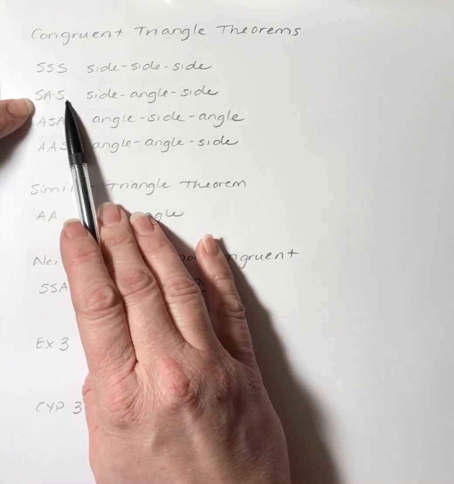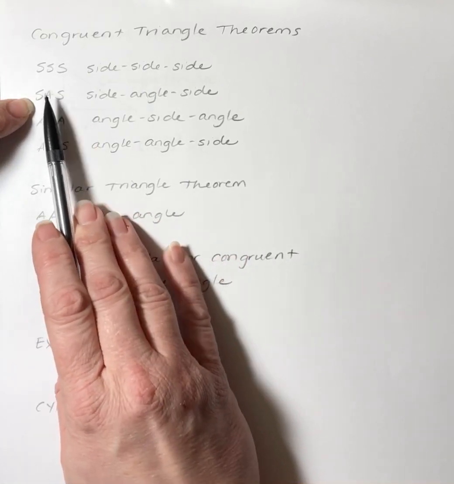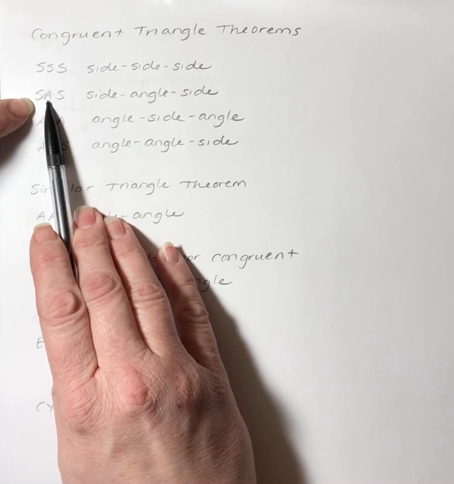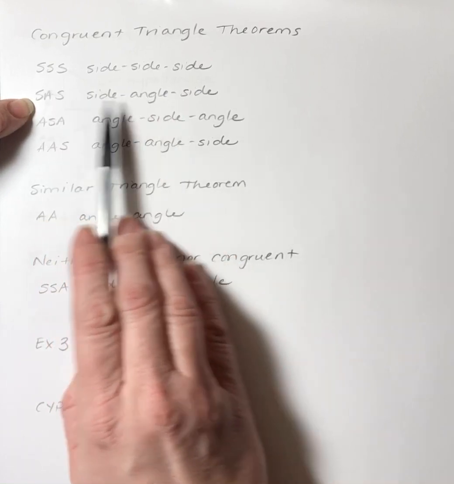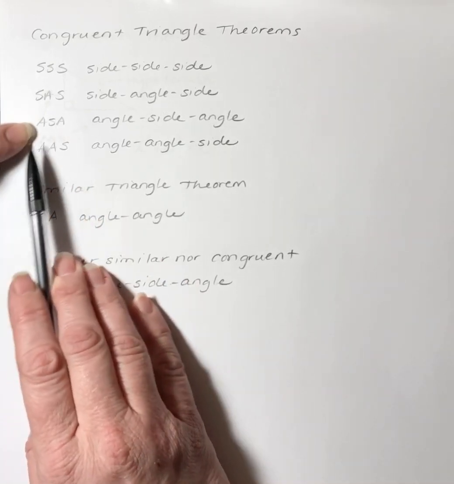Next one is side, angle, side. If two sides and their included angle, so the angle in between them, are congruent, then by side, angle, side, the two triangles are congruent.